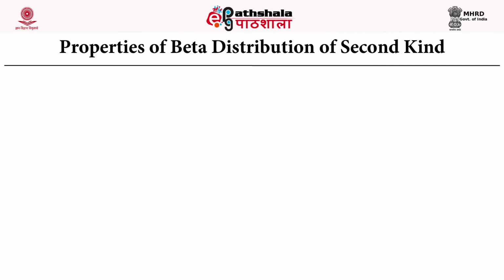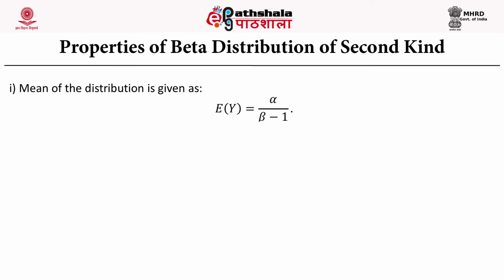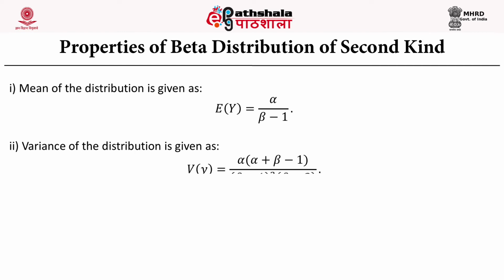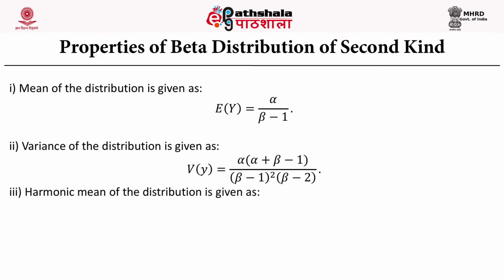Properties of the beta distribution of the second kind. The mean of the distribution is given as expectation of y equal to alpha upon beta minus 1. The variance of the distribution is given as variance of y equal to alpha into (alpha plus beta minus 1) divided by (beta minus 1) whole squared into (beta minus 2). The harmonic mean of the distribution is given as H equal to (alpha minus 1) upon beta.